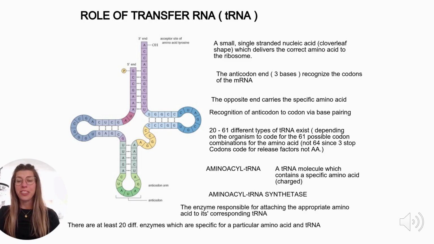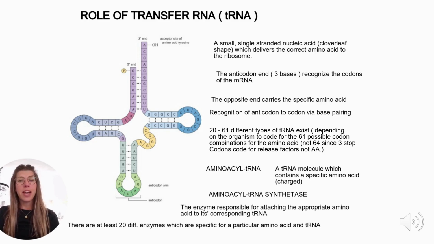Now, 20 to 61 different types of tRNA exist, depending on the organism, to code for the 61 possible codon combinations for the amino acid. Not 64, since remember there are 3 stop codons. So those are release factors. They don't actually code for specific amino acids.